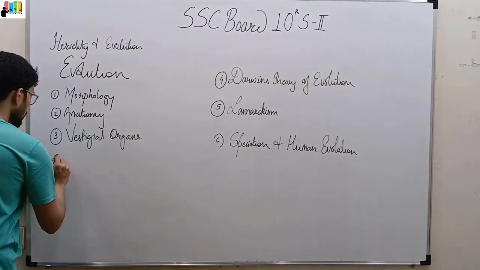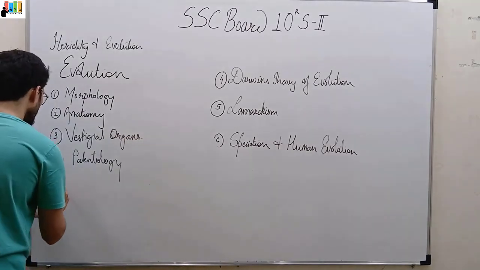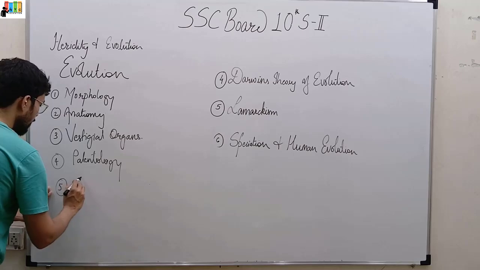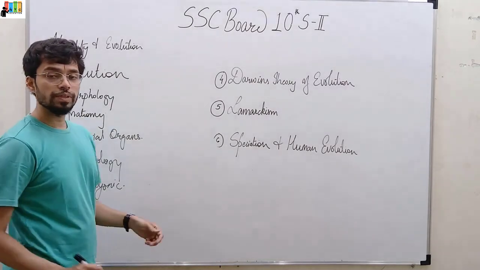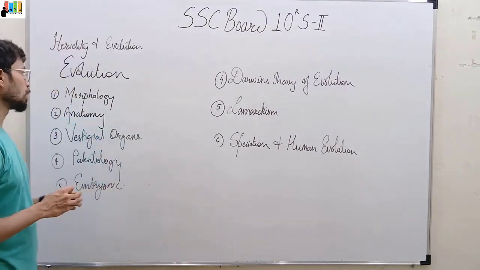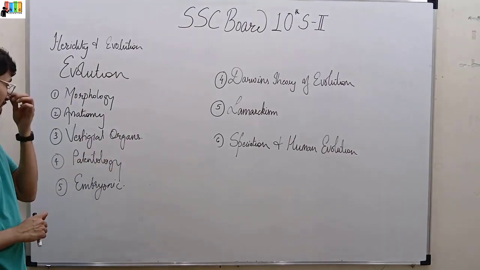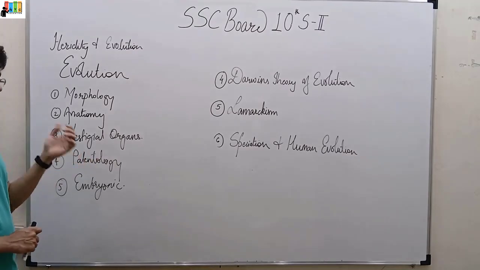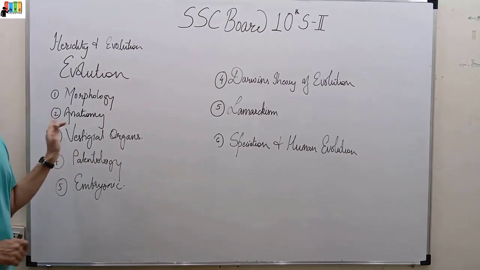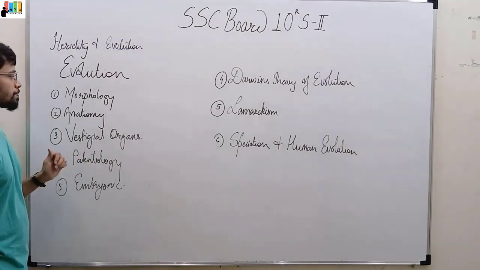The fourth is historical, paleontology, and the fifth one is your embryonic evidence. So more or less all of these were studied by Darwin, and they are pretty simple. They might seem to be big words and statements for you, but don't worry. We'll see how to go about it.